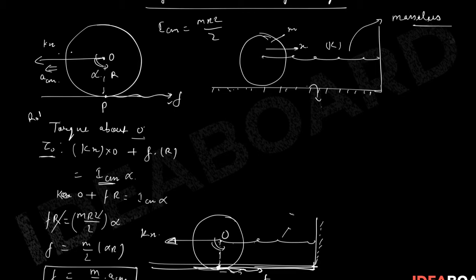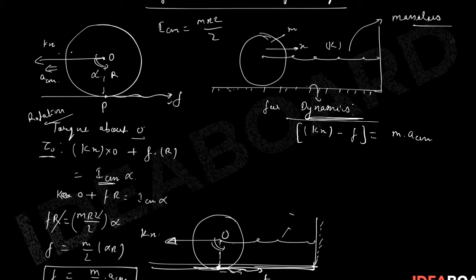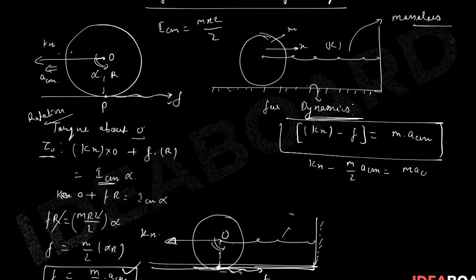So this was the equation for rotation motion, and then for dynamics, what is there for dynamics? So we can see kx minus F is the net force, because Newton's second law relation says ma into ACM. So we got another equation. Now we can apply this F is equal to m by 2 into ACM. So we can substitute m by 2 into ACM.